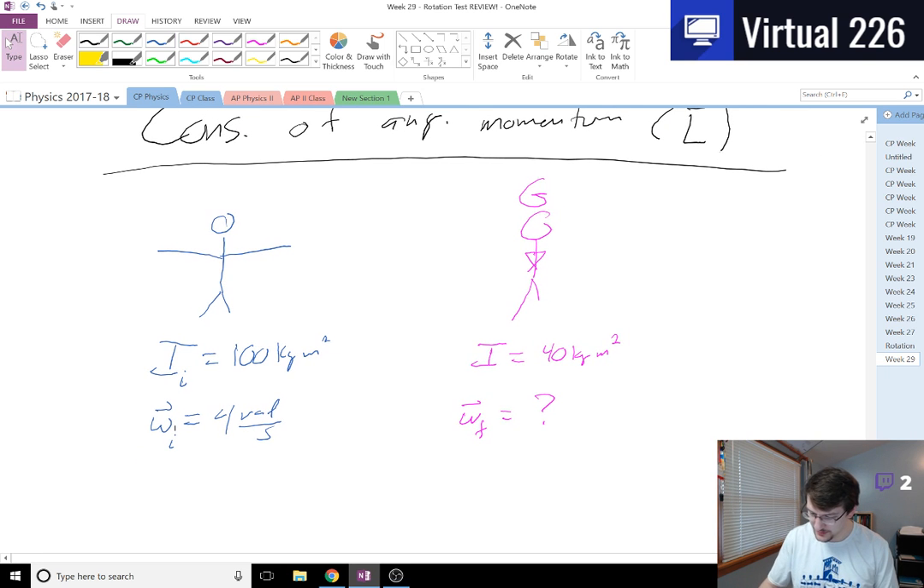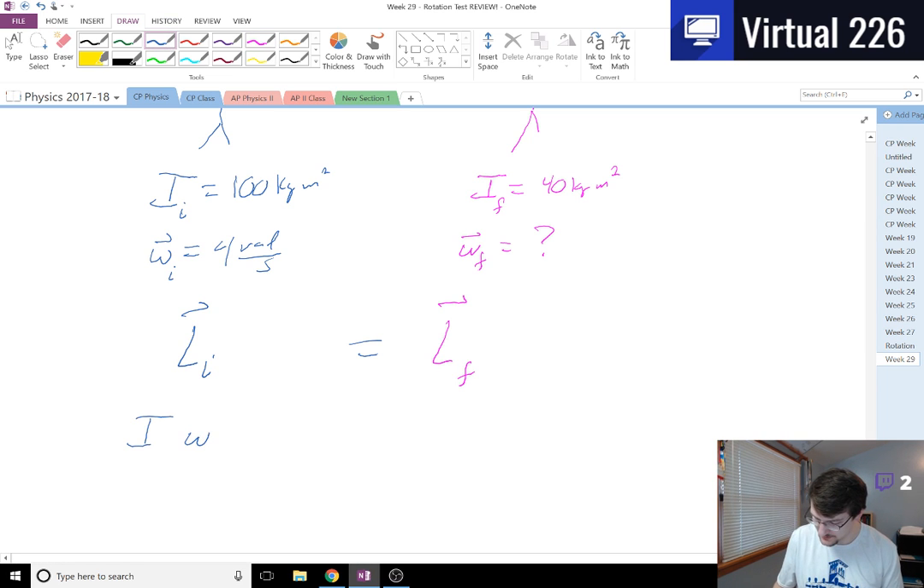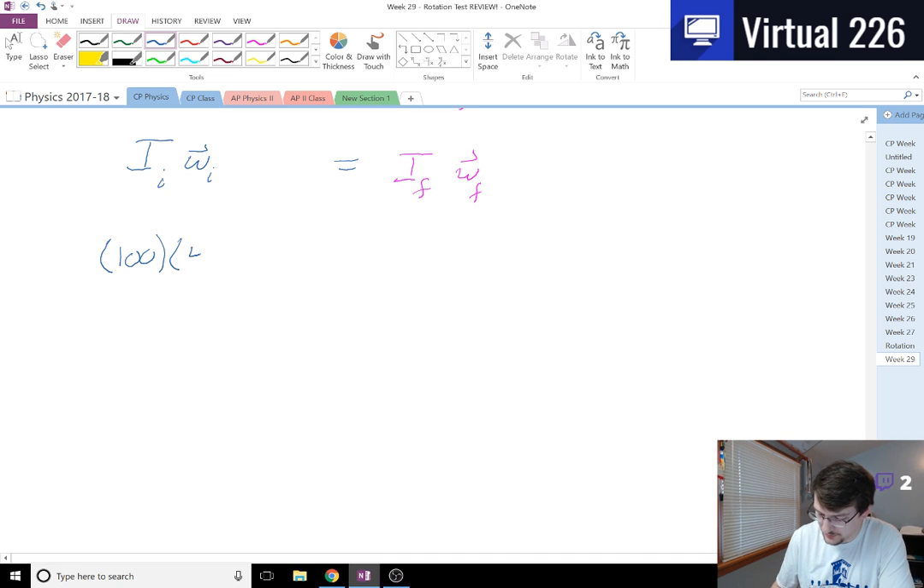The way we do this is simply by recognizing that the angular momentum of an object is conserved. The initial angular momentum must equal the final angular momentum that we have, and angular momentum is just equal to I times omega. So our initial quantities have to equal our final quantities. And that's basically it. We just need to plug stuff in. Our initial moment of inertia was 100, initial angular velocity was 4, equals, our new value is 40 times some final omega, which we don't know.